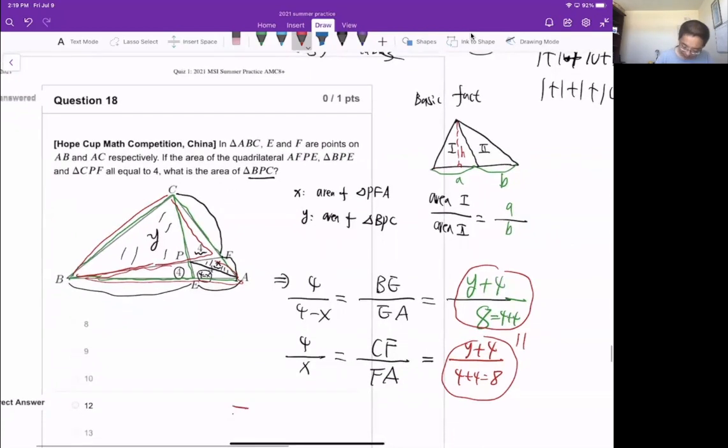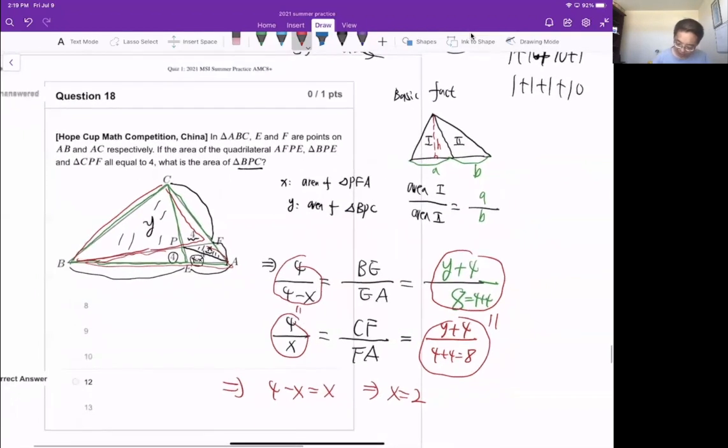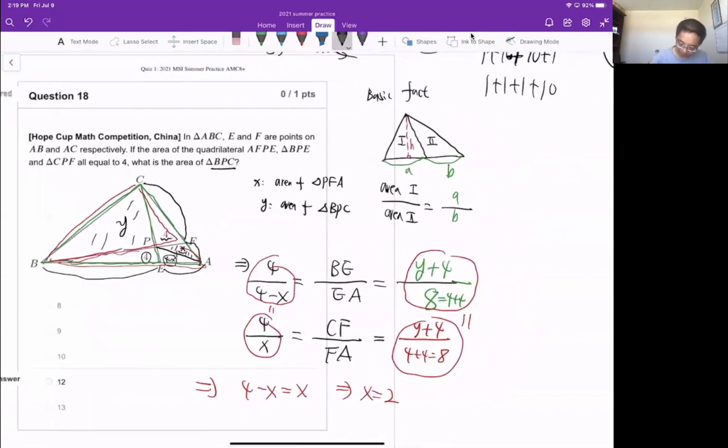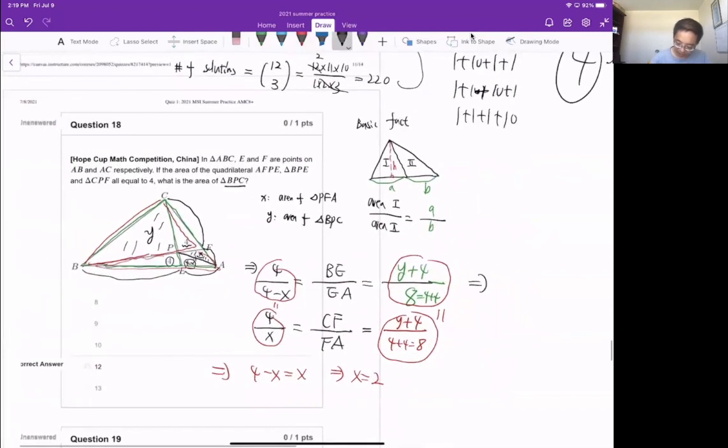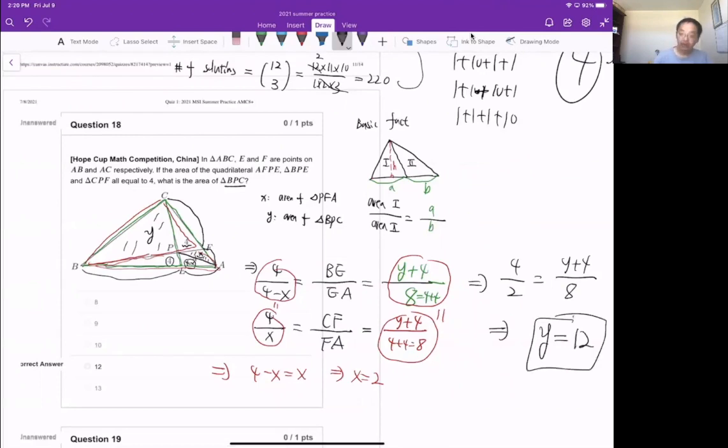From here, we deduce these 2 ratios are the same. This tells us 4 minus x equals x, so x equals 2. If x equals 2, then we derive 4 over 2 equals Y plus 4 over 8. And this tells us Y equals 12.